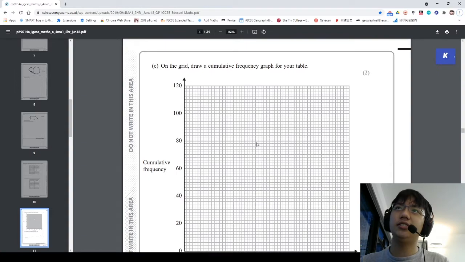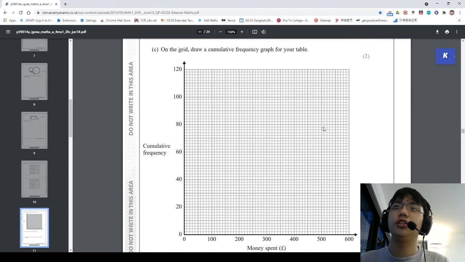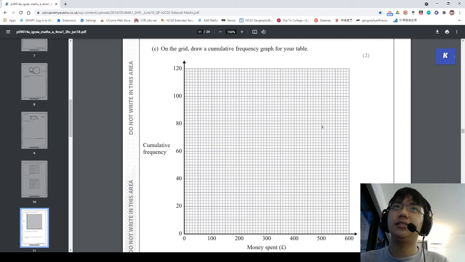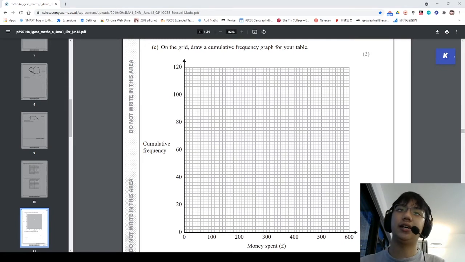Question C wants us to draw a cumulative frequency graph for our table. So you have money spent, cumulative frequency, and a grid where we can draw a graph on. So we will copy this as well.